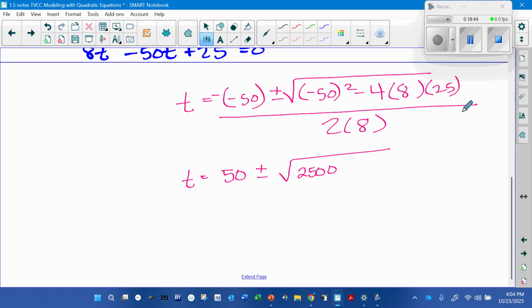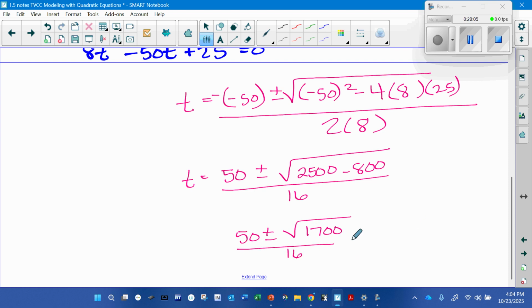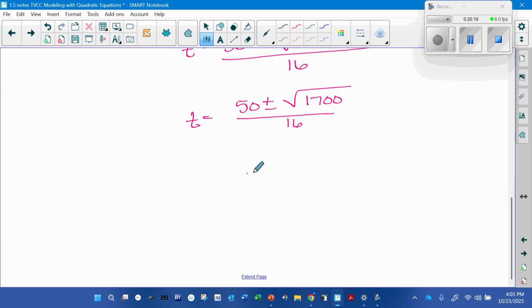And now I've got 4 times 8 times 25, which is 800, and that's minus 800, divided by 16. All right, so we've got 50 plus or minus the square root of 1700 divided by 16. So what I'm going to do, since we're talking about time, we're just going to plug it in the calculator, because you're not going to tell somebody the time using square root. That's just crazy. So we're going to first look at 50 plus the square root of 1700 divided by 16.